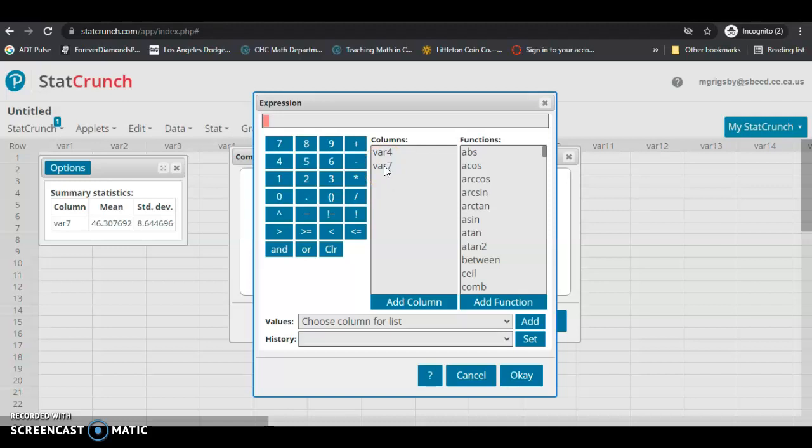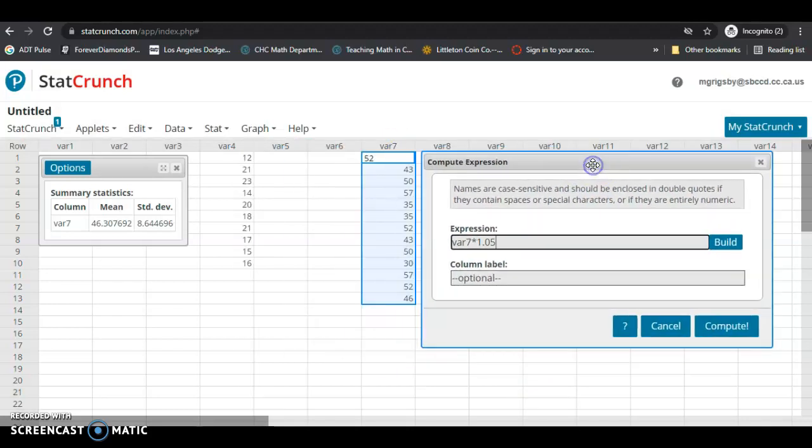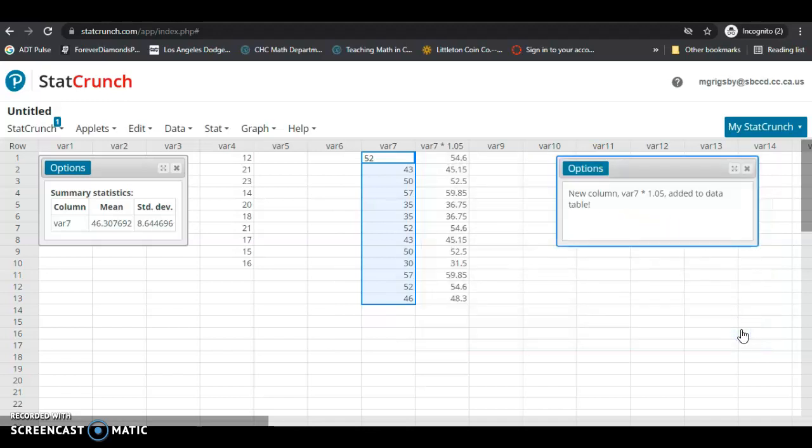So we're going to select var7. Click it twice so that var7 appears here. Multiplication is represented by the little star here. We're going to multiply that by 1.05, since 1.05 represents a 5% increase in the salary. So the current salaries multiplied by 1.05 will give us the employees' new salaries with a 5% increase. We're going to click Compute. So the employees' new salaries are here.